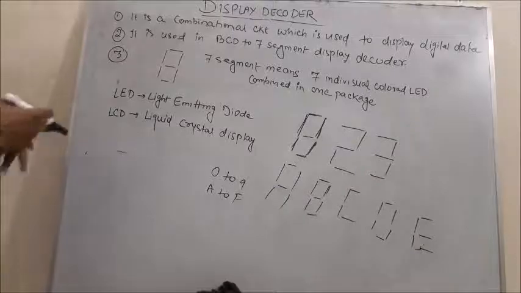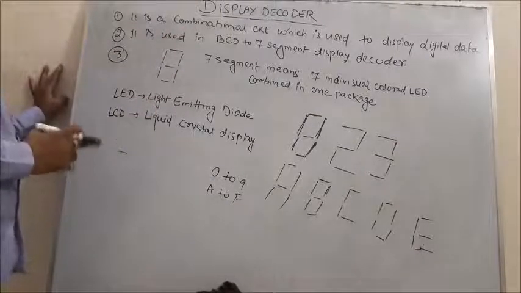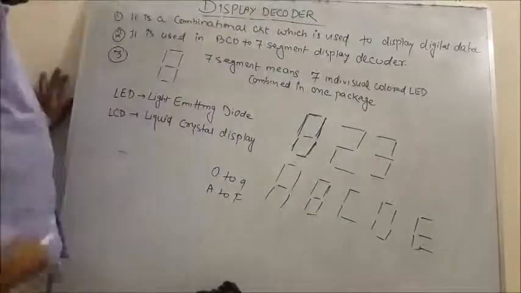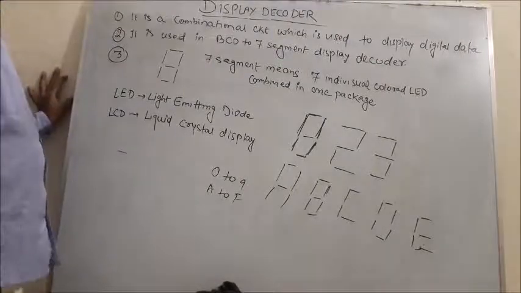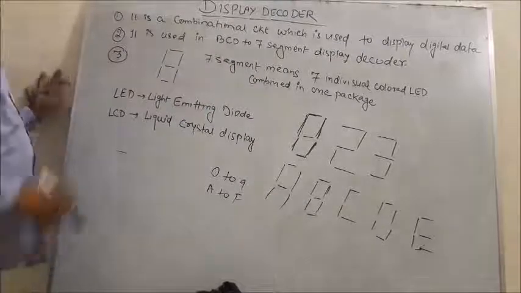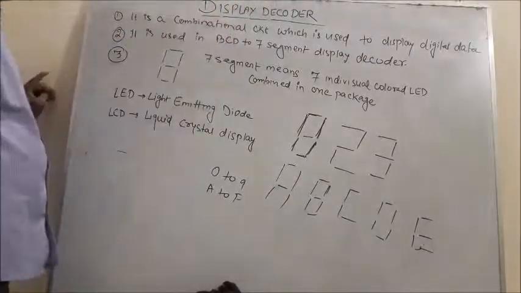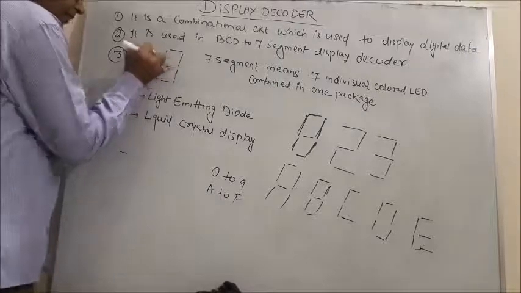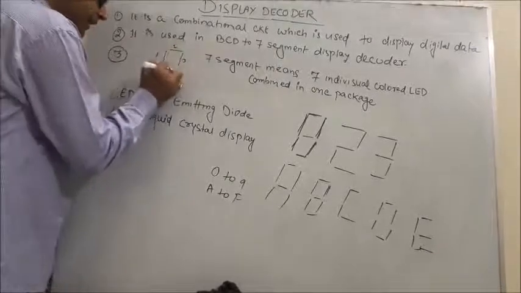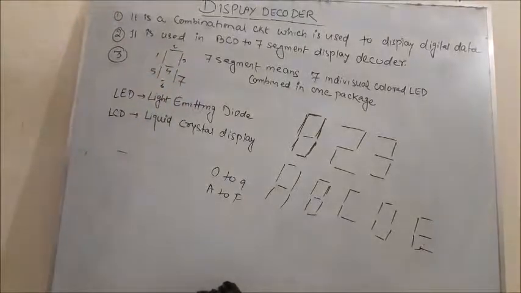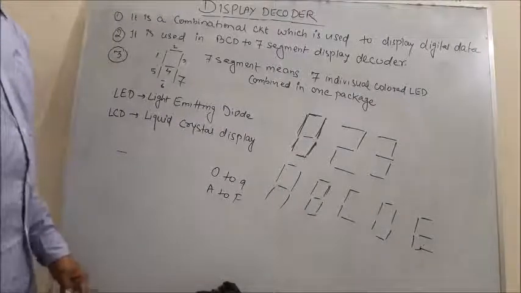Okay, now why is it known as 7 segment? 7 segment means it is 7 individually colored LEDs. What is LED? That I will just let you know. So it is 7 individually colored LEDs which are combined in one package. That is why it is known as 7 segment display, right? And these 7 segments are, as I have already told you, let it be 1, 2, 3, 4, 5, 6, 7. So by using these individual 7 segments, you can write anything from 0 to 9 and A to F.